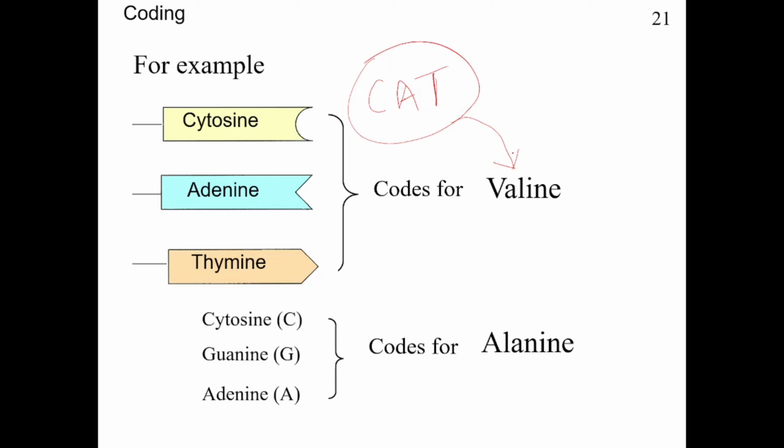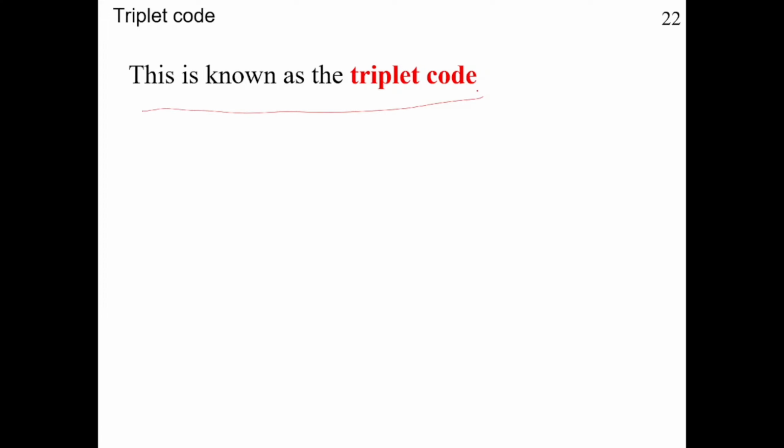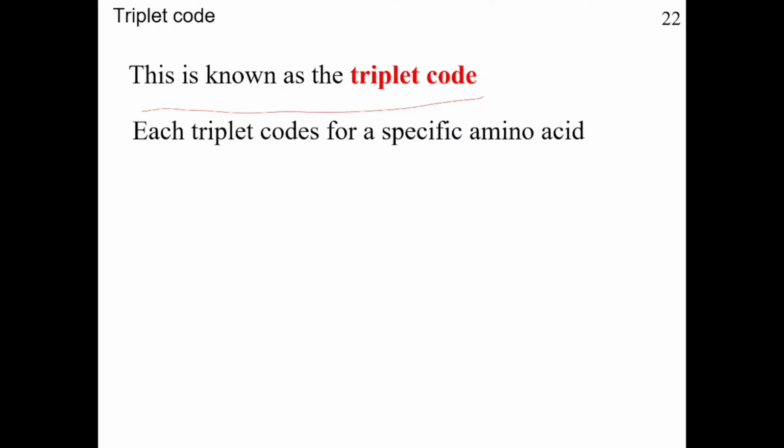In the same way, cytosine, guanine and adenine, CGA, codes for a specific amino acid, that is alanine. In the same way, all nucleotides in the DNA form triplets, and each triplet codes for one amino acid. This is known as the triplet code. Familiar with the word now? What is a triplet?